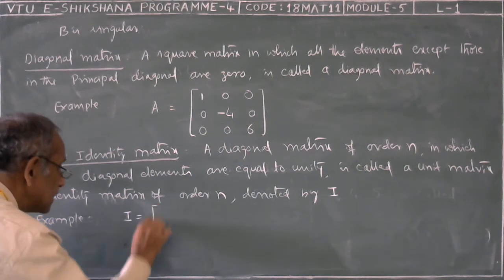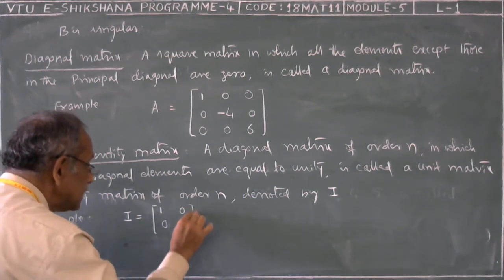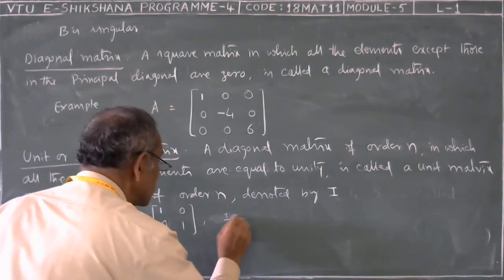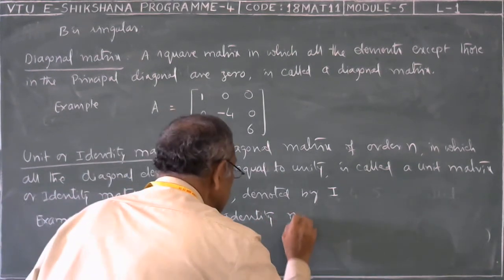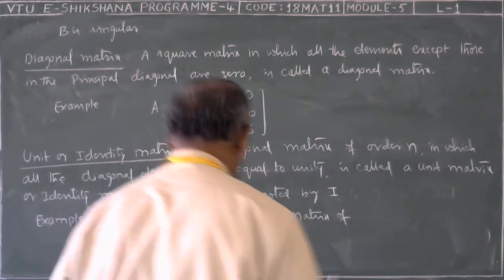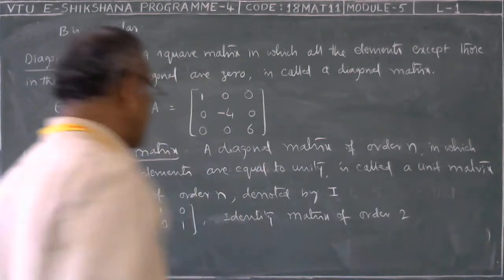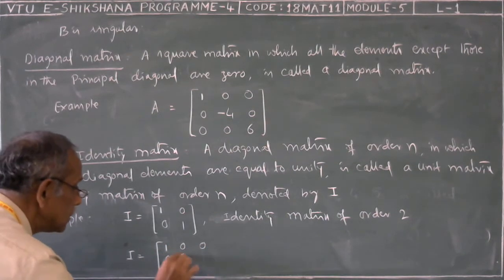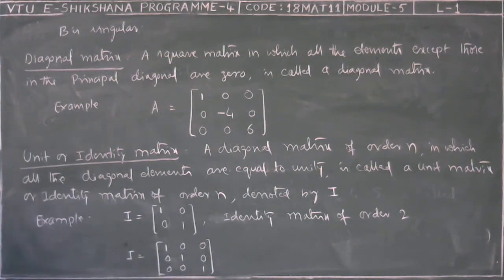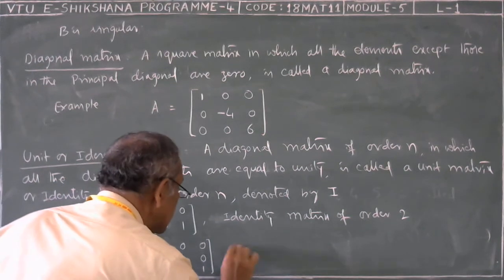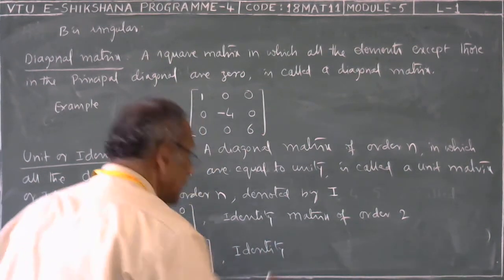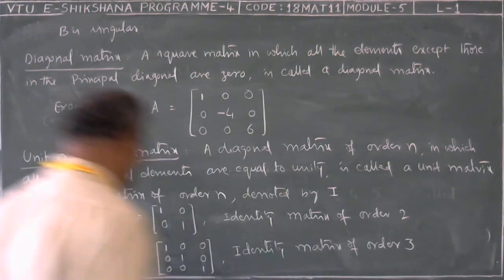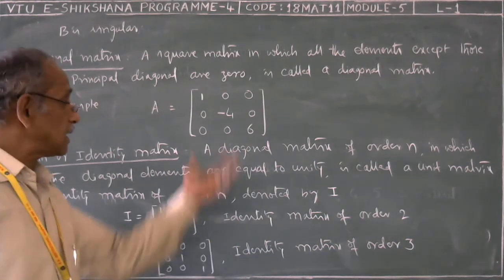Example: identity matrix I with entries 1 0 0 1. The 2 by 2 identity matrix, unit matrix, identity matrix of order 2, or second order identity matrix. Similarly, 1 0 0, 0 1 0, 0 0 1 is an identity matrix of order 3. And so on. Similarly, fourth order, fifth order, in general, nth order can be defined.